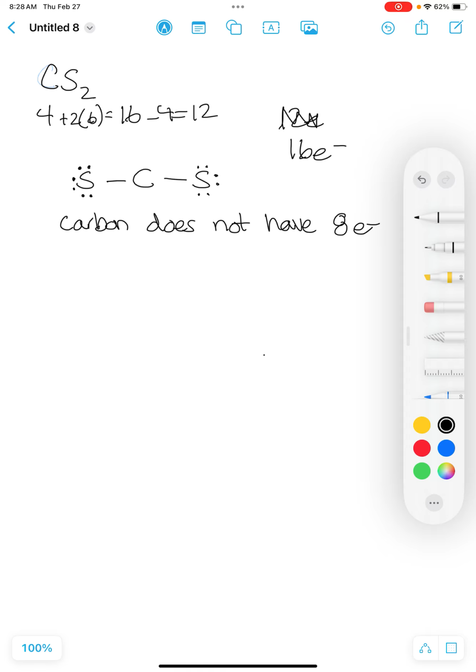Or 8 electrons around it. We can't just add electrons because we have 16 electrons in our structure, and that's how many we have to have. So in order to give carbon an octet, it only has 4, so it needs 4 more electrons. I'm going to dump 2 electrons from this sulfur in, and I'm going to dump 2 electrons from this sulfur in. So all I'm doing is moving that lone pair of electrons, and now, instead of it being a lone pair, it's going to share with carbon.